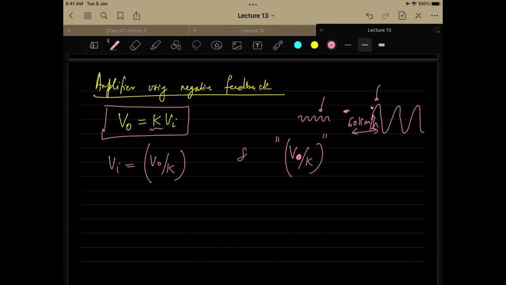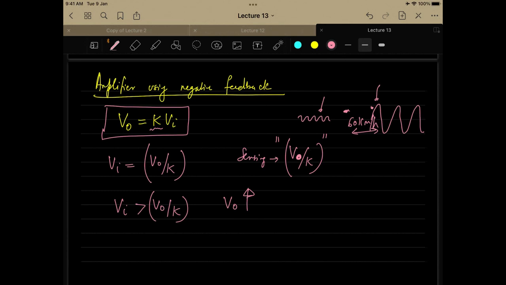So we are actually sensing this V0 by K, and what we can see now is that if our input Vi is greater than V0 by K, we want V0 to be driven up. We want our V0 to move up. Because if Vi is greater than V0 by K, we want V0 to move up, or not? Yes, sir, to get equal to, yes, to KVi. So because of that, we want V0 to go up.